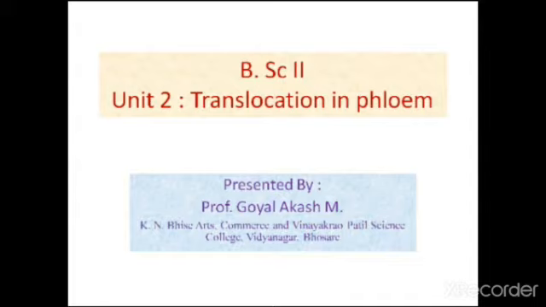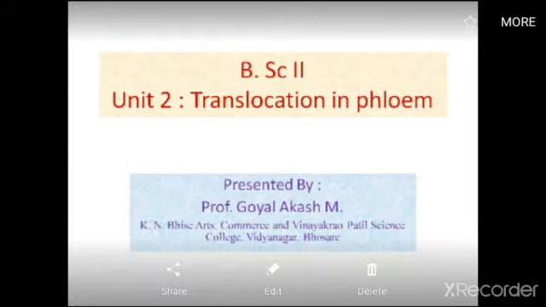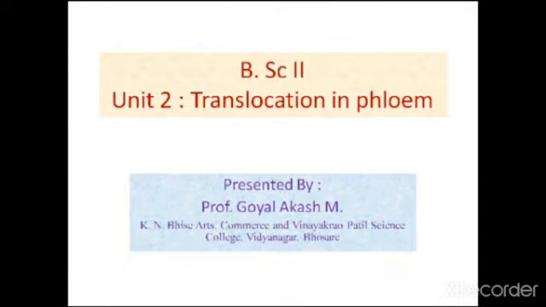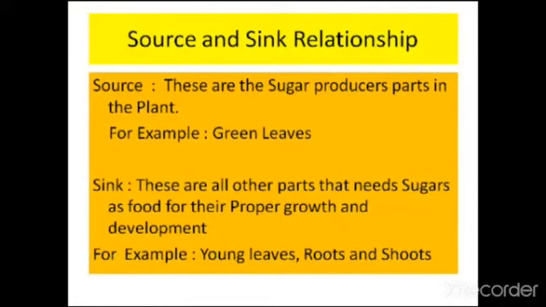So these plants produce food, but do all the parts of the plant produce food? The answer is no. Only the green leaves produce the food. So the green leaves are producers of food, whereas the other parts are the utilizers, because they do not produce sugars, but they need sugar for their normal development. So they are called as sinks.